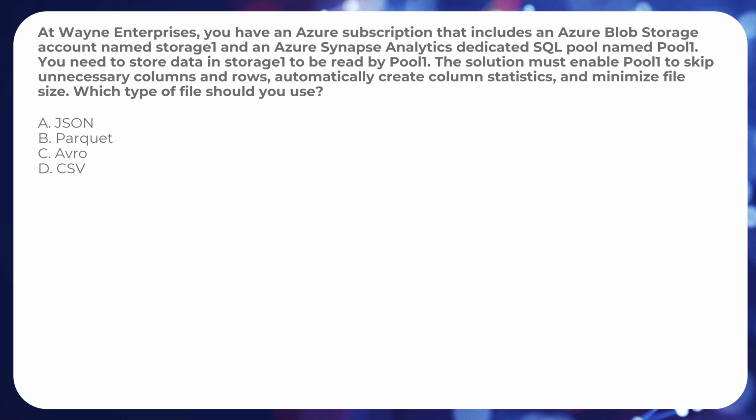At Wayne Enterprises, you have an Azure subscription that includes an Azure Blob Storage account named Storage One and an Azure Synapse Analytics dedicated SQL pool named Pool One. You need to store data in Storage One to be read by Pool One. The solution must enable Pool One to skip unnecessary columns and rows, automatically create column statistics, and minimize file size. Which type of file should you use?